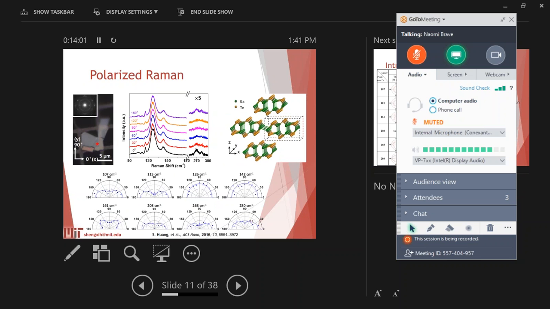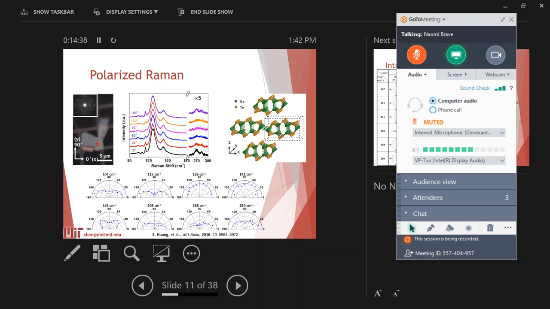And further, we can study the polarized Raman. Because as I mentioned, if we measure polarized Raman, we can potentially tell the crystalline orientation of the gallium telluride. Here I show the Raman spectrum with different polarization of the incident laser. You can see from 0 degree all the way to 180 degree, the peak intensities can change. Over here, I show the Raman intensity polar plots for all the 8 Raman modes we have observed.